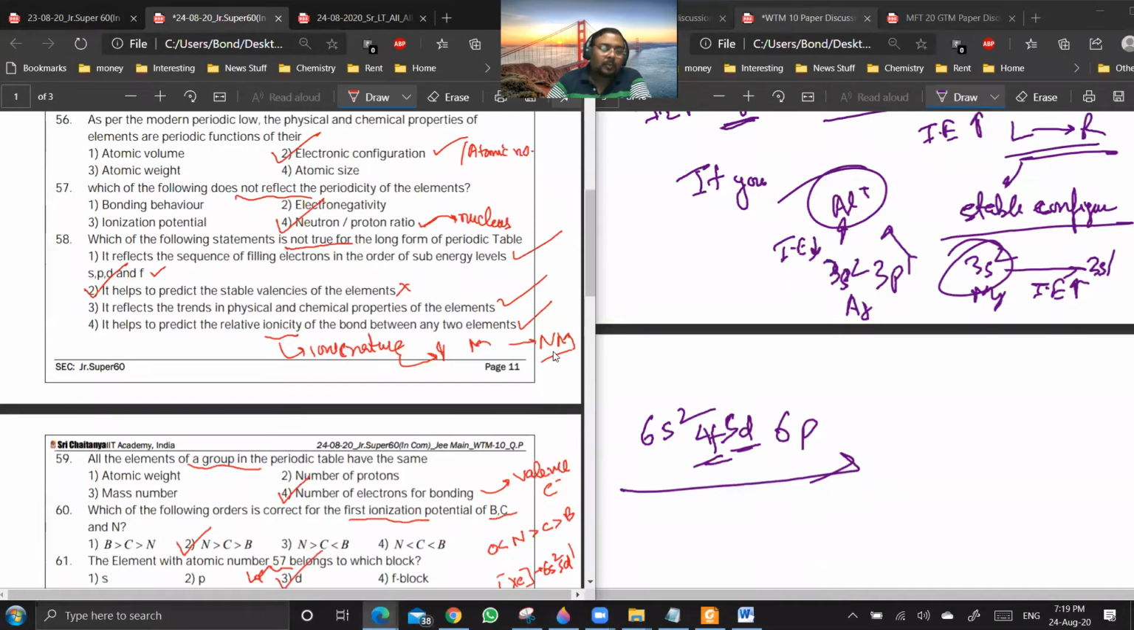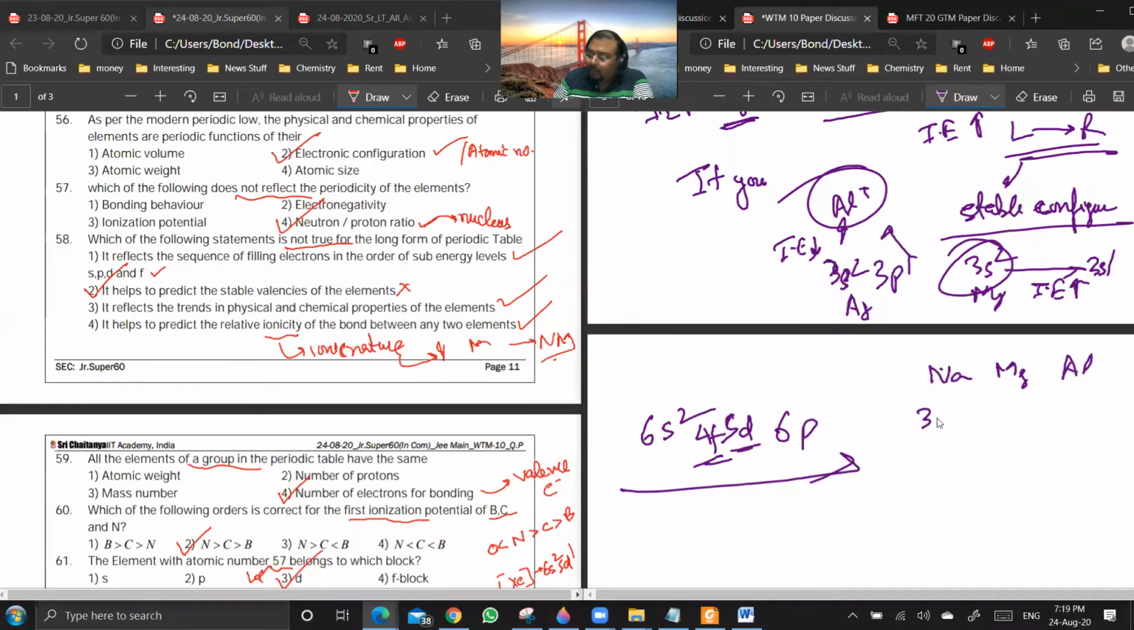Sir, in A they are asking sequence of filling, no, sir. Yeah, the sequence of filling is there, no? Suppose I am talking about sodium and then magnesium, then aluminium. So you see, first 3s1 is getting filled, then 3s2, then 3s2 3p1. So it is the same sequence in which you are filling electrons as per the Aufbau principle. Okay, sir. Okay, you have to think a bit.